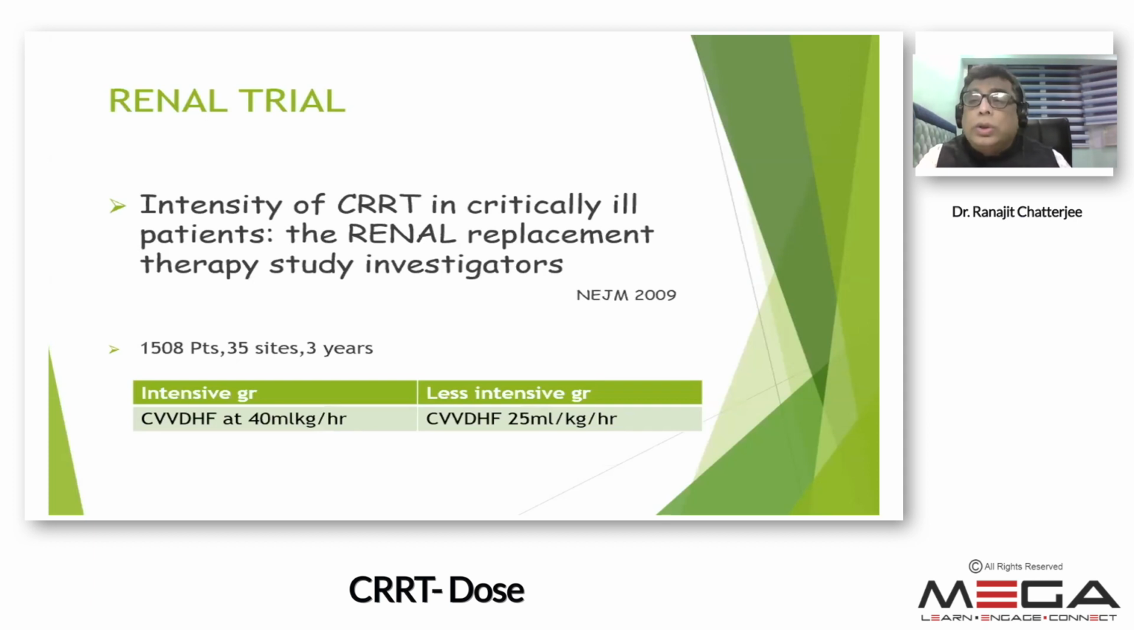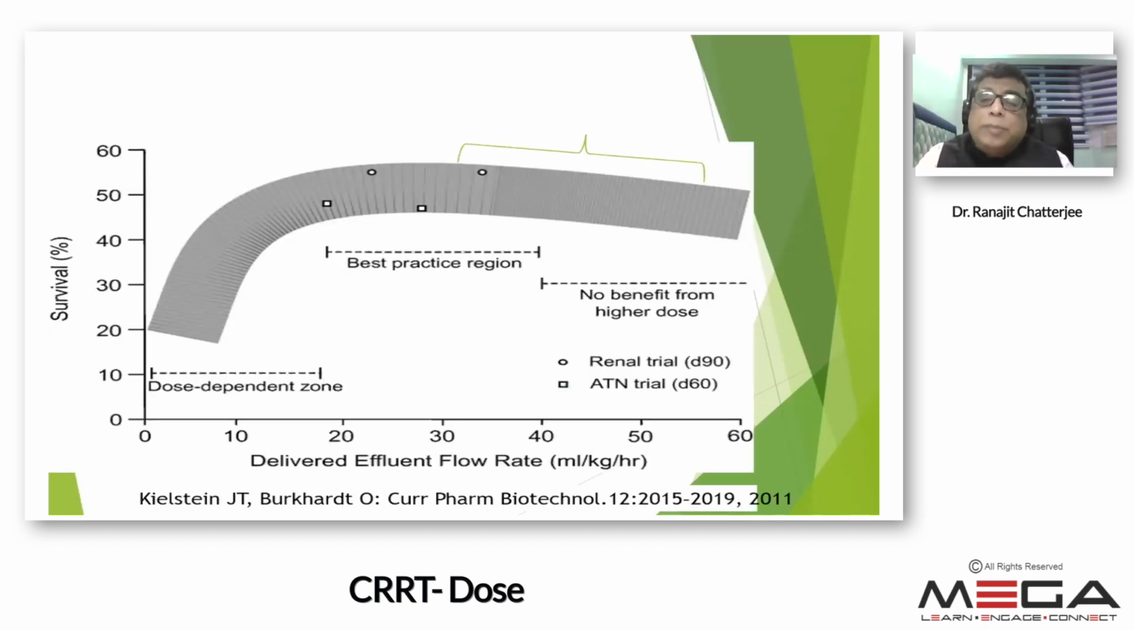Though the higher dose in the RENAL trial just missed statistical significance in mortality benefit in severely septic patients. But still, statistically it was found that it is not significant. So ultimately, we follow a lower dose, a best practice range of maybe between 20 to 40. The reason is that below 20, there is inadequate removal. Above 40, there is no benefit from a higher dose. Maybe you are removing a lot of antibiotics and unintended solutes that you don't want to remove from the patient.